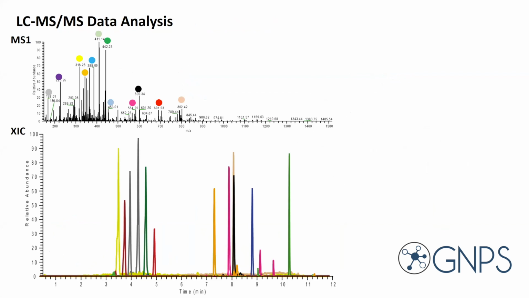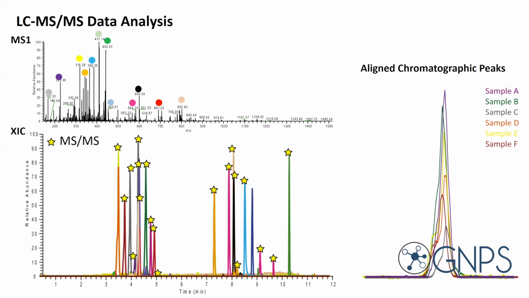Then in the deconvolution and pairing step, we investigate those extracted ion chromatograms and check whether there was an MS2 spectrum triggered within that peak window. We then simply assign those MS2 spectra to a given feature. Over a data set, we can compare those different extracted ion chromatograms, as you can see here on the right, between samples, and compare their relative quantities to each other.